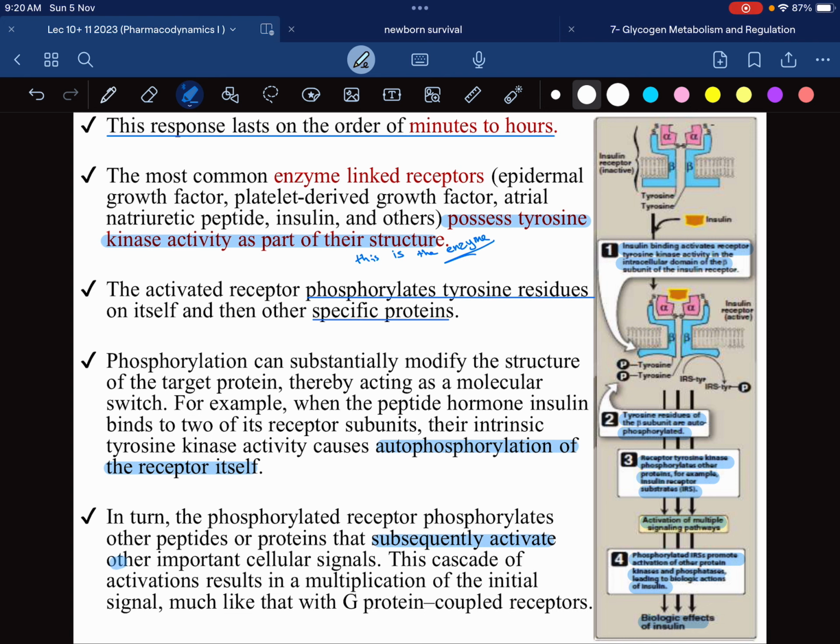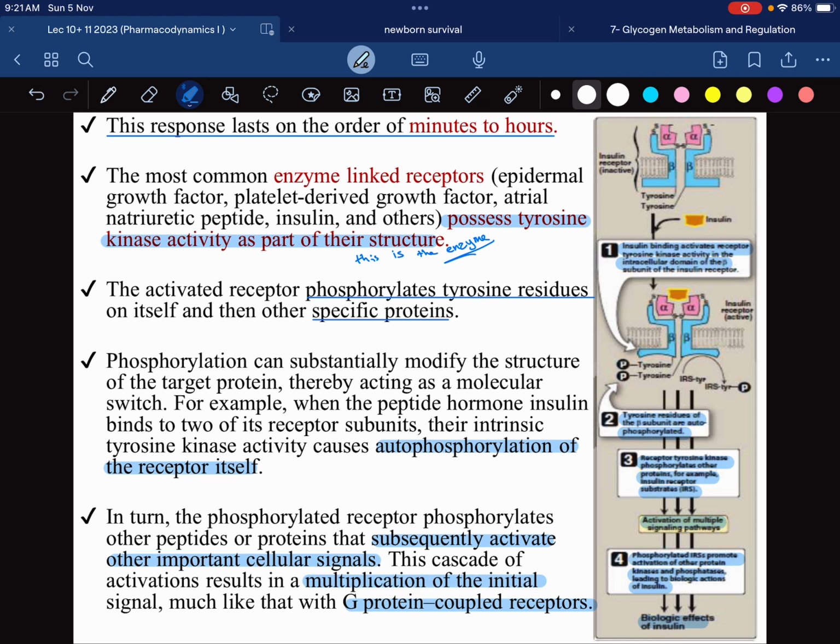After a cascade of functions and phosphorylation, we will produce different biological effects, because insulin has different functions, such as making the energy glucose enter the cell more. So there are many different functions for that. For example, the insulin hormone will trigger a cascade of phosphorylation followed by each other, and it will produce a biological activity as a cascade. This cascade of activation results in multiplication of the initial signal, much like with the G protein coupled receptor.